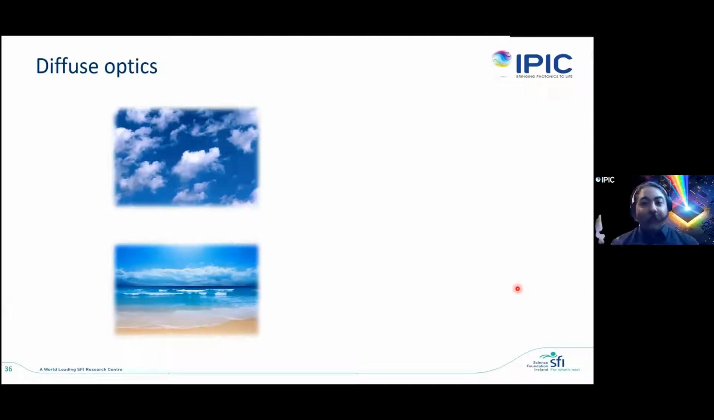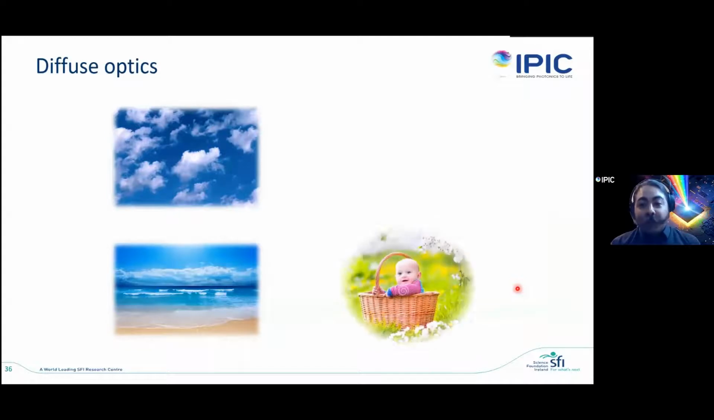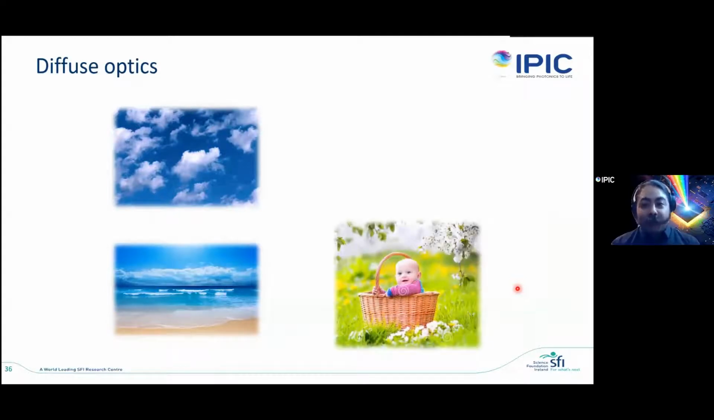But I'm sure that you have observed already the beauty of diffuse optics at the beach. You just didn't notice that. Now, you can actually see diffusion everywhere. We are diffuse, many objects are diffuse, almost everything is diffuse. We don't see through them.